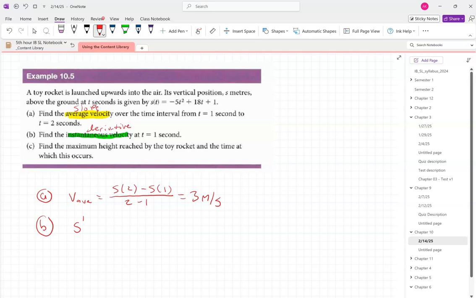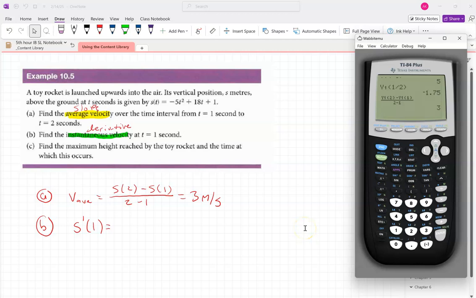So what we really want is s prime of 1, right? I'm just going to do that on my calculator. It's a reminder of how to do that. We could do it by hand also. So if I want the value of a derivative evaluated at a point, I do math, and I scroll down to command 8, which is the nderive option.